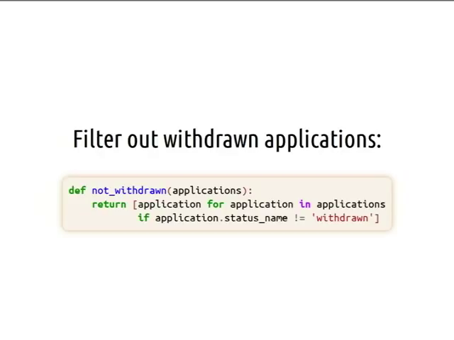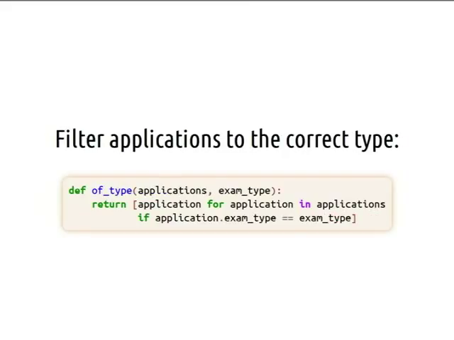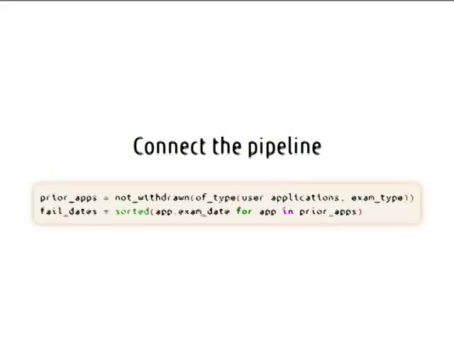So first, filter out withdrawn applications is just a simple function that does the withdraw check, right? Filter out the of type filter. So I'm writing a second filter that filters out applications based on a specific exam type. Notice how much easier that is to understand. And then you just connect the pipeline up. Sorted is built in, right? So I don't have to build that one. And the extract the app date, I thought about making that a separate function, but decided not to. Just for giggles.